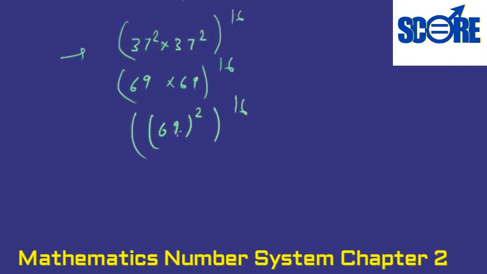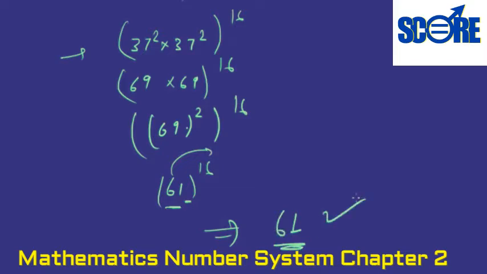Now 69 square is what? 50 plus 19 square. That means here it is 61, raised to power 16, right? Now obviously it's ending with the 1. We use the first concept here. The unit digit is 1 and the second last digit is 6 into 6, that is 36, again 6. The answer to the problem is 61 here.